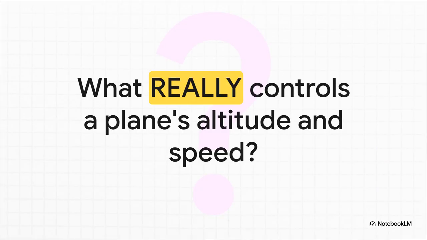So, if I asked you what controls a plane's altitude, you'd probably say, easy, you pull back on the yoke. And for speed, the throttle, of course. I mean, it seems completely obvious. But what if I told you that simple way of thinking isn't just a little bit wrong, it's dangerously wrong?